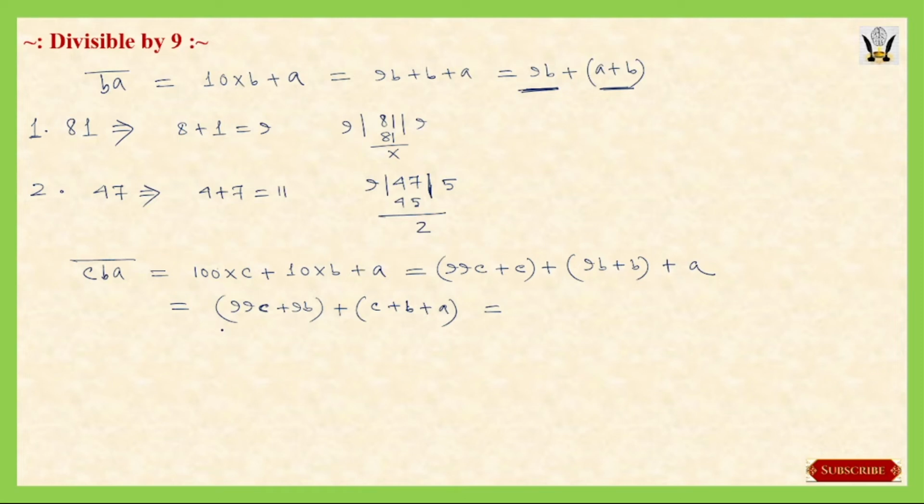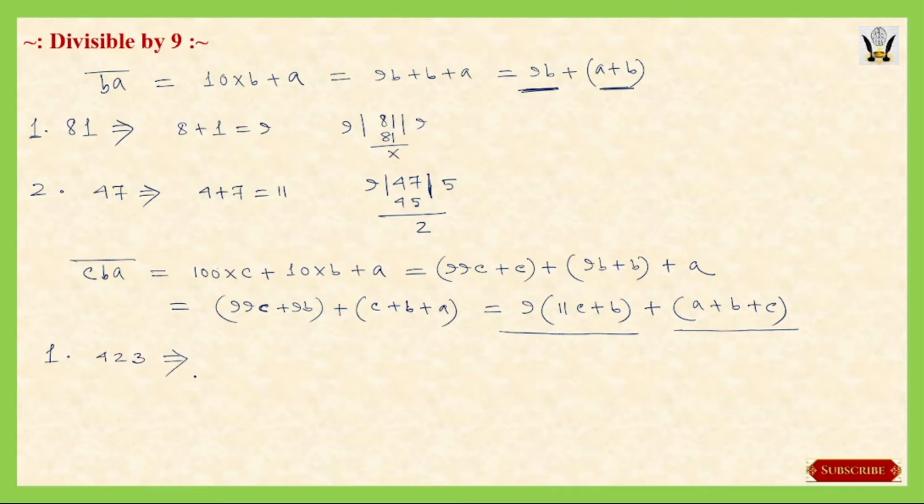Now from the first term we can see that 9 is the common factor. If we take 9 common, then within the bracket it will be 11C plus B, and in the second term we will have A plus B plus C. So in the first part we have a factor of 9, so when we divide by 9, we will have 0 remainder. Again we will have no issue with the first part, and if in the second part the summation of 3 digits A plus B plus C is divisible by 9, then the whole number will be divisible by 9.